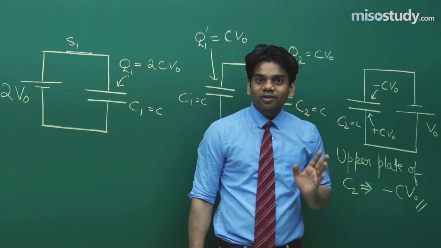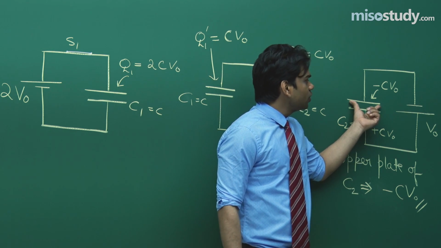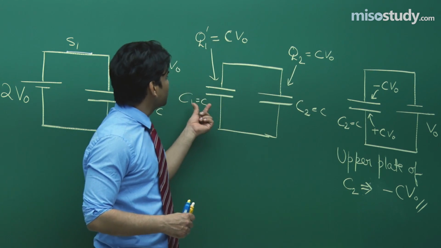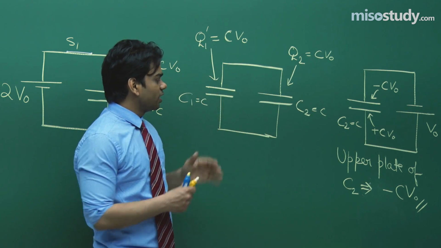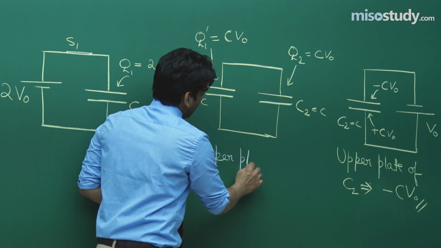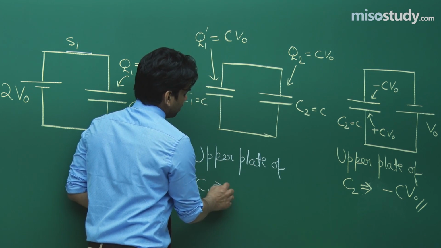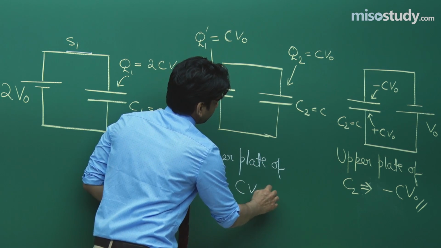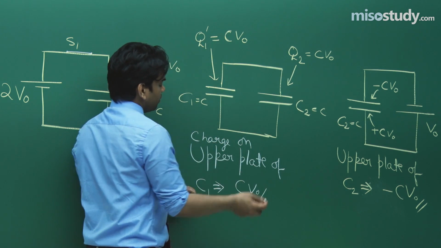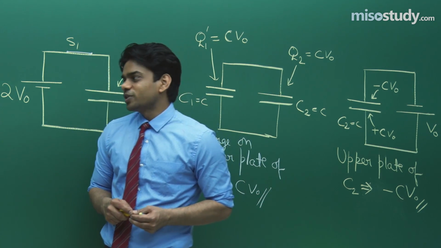So we need to identify what are the charges existing on the upper plate of the capacitor. You see here, on the upper plate of capacitor C2, we are having minus CV0. And from here, the final charge on the upper plate of C1 is only CV0. So the charge on the upper plate of C1 is CV0, and the charge on the upper plate of C2 is minus CV0. Let's read the options.